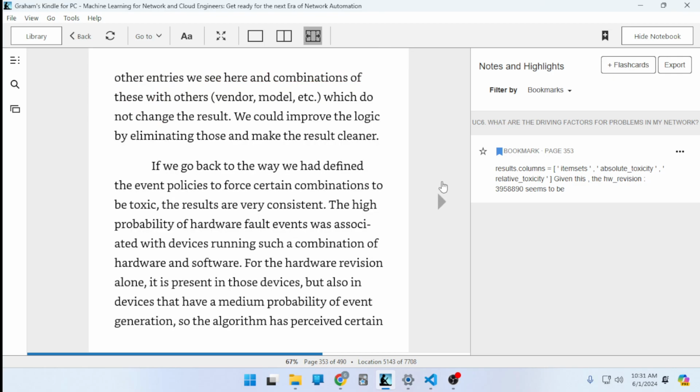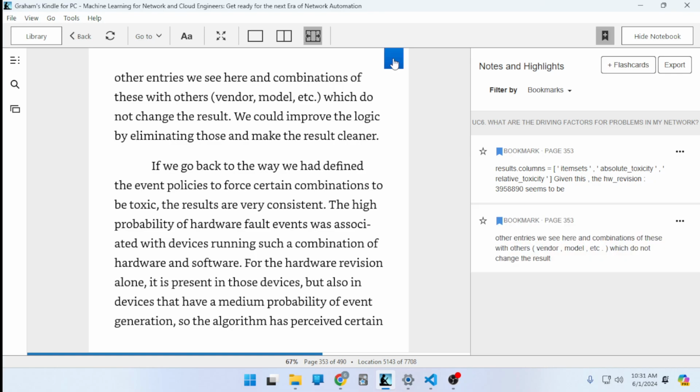All the other entries we see here, and combinations of those with others, vendor, model, etc., do not change the result. We could improve the logic by eliminating those and make the result cleaner. That's exactly what I just said. If it doesn't change the result, it's all the same. Remove those factors and focus in on the ones that are making a difference.